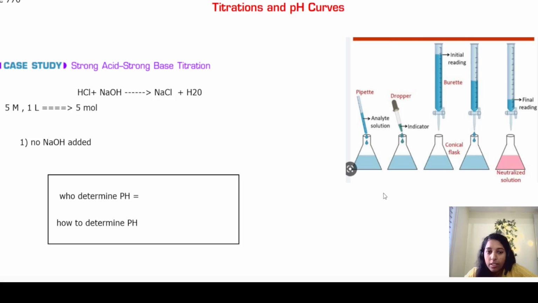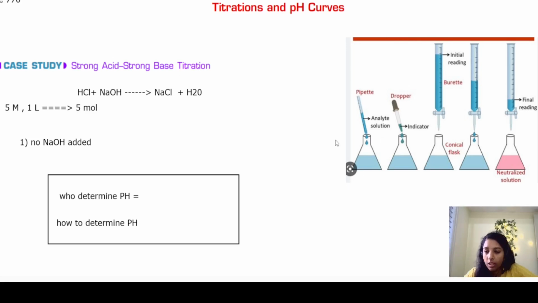So actually, what is titration? What is the purpose of titration? The purpose of titration is just calculating an unknown concentration. For example, this is the actual experimental picture of this one, the acid-base titration.